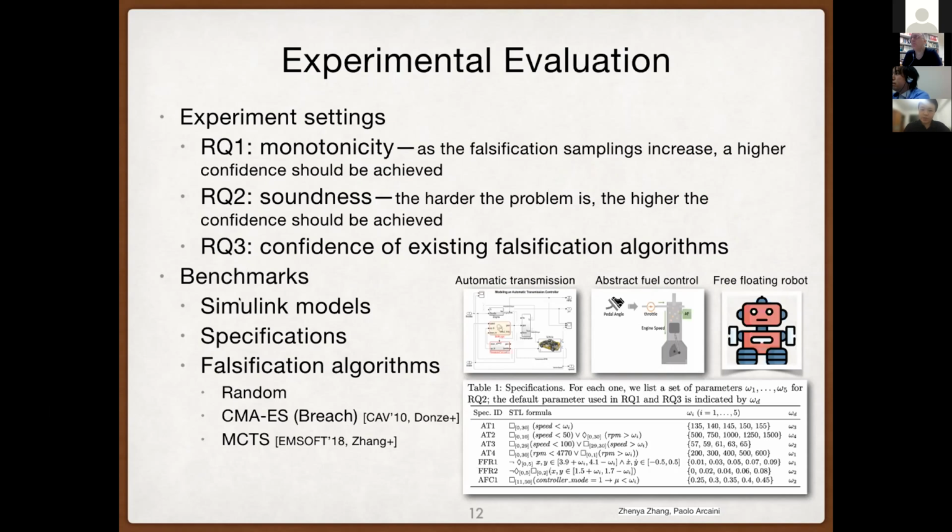As benchmarks, we select 3 symbolic models from the falsification community, that is automatic transmission, abstract fuel control, and free-floating robot. As specifications, they are listed in this table. And for RQ3, we select 3 falsification algorithms: random, CMA-ES, and MCTS.